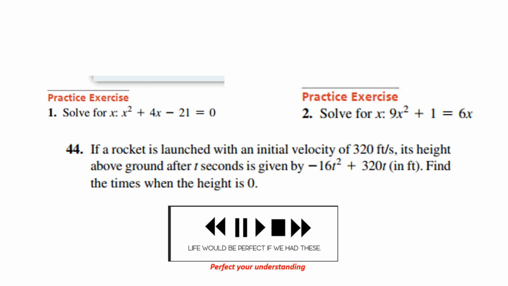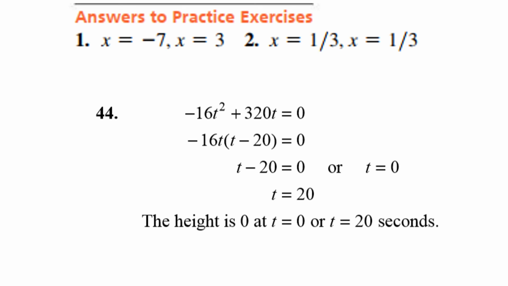Let's see how you did. Here were the answers to 1 and 2, and this is the answer to number 3. We factor out the minus 16t, and that tells us that minus 16 is not going to be equal to 0, but t could be 0, or t could be 20 seconds.